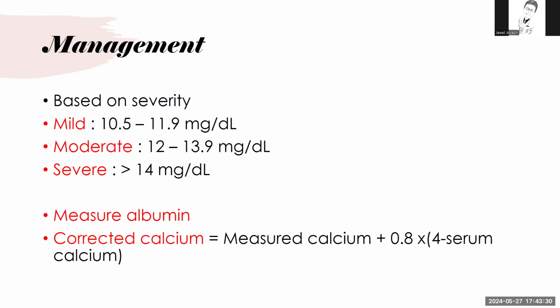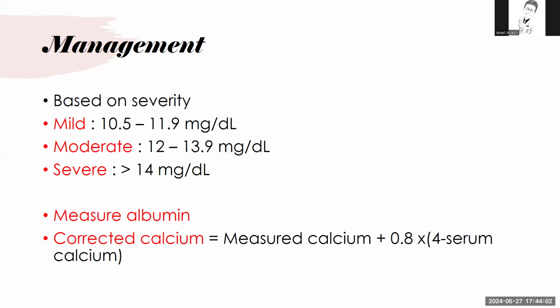For management, we'll classify hypercalcemia as mild, moderate, and severe. Mild would be anywhere from 10.5 to 11.9 milligram per deciliter. I know some centers calculate millimole per liter; this is milligram per deciliter. Moderate would be 12 to 13.9 and severe would be more than 14. For mild hypercalcemia, adequate hydration would usually be enough. For moderate and severe, we may need to add certain agents like bisphosphonates, calcitonin, etc.